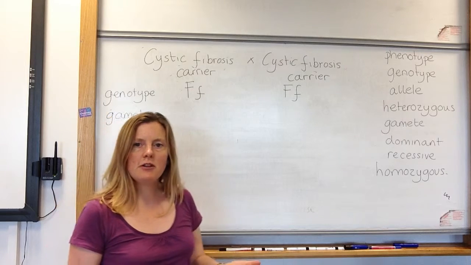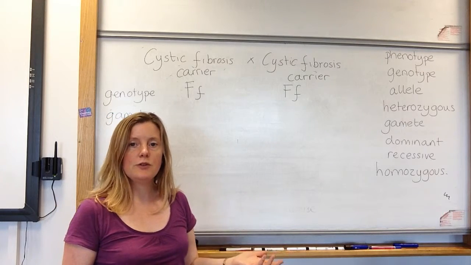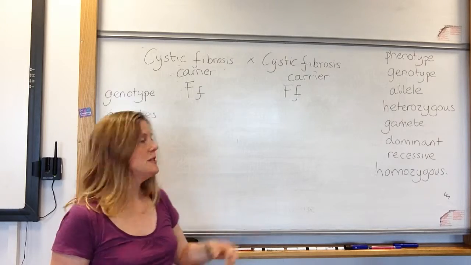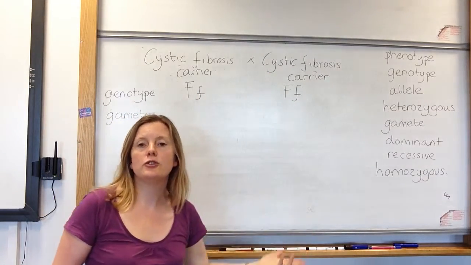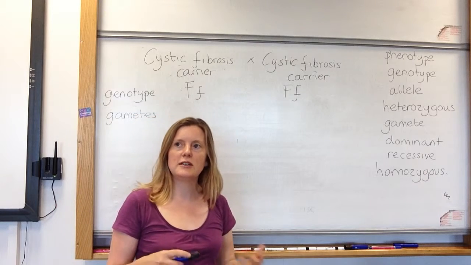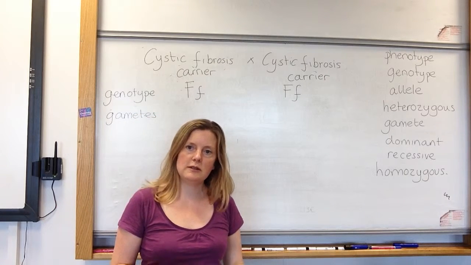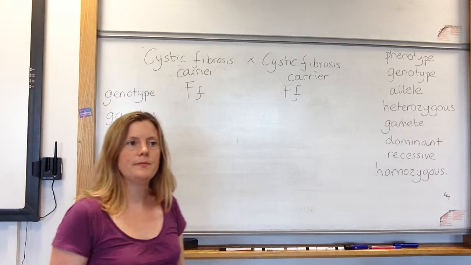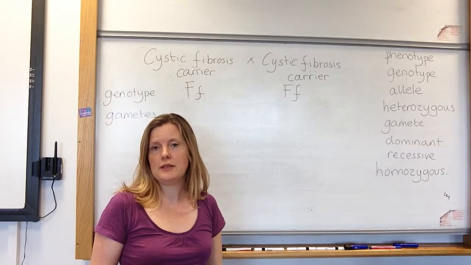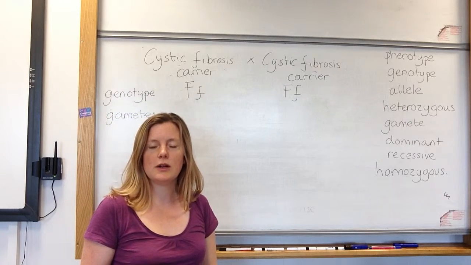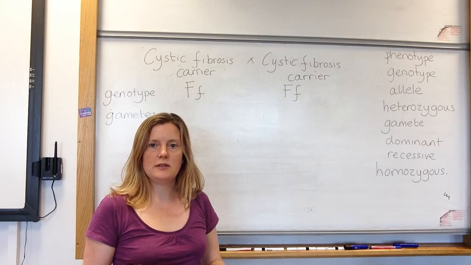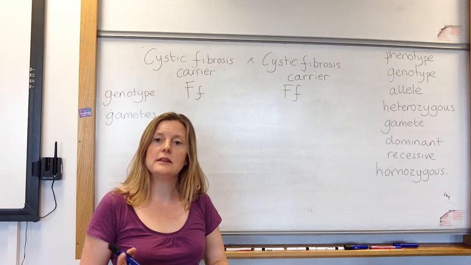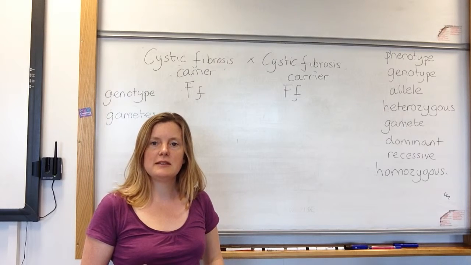So the scenario I'm using today is we've got two people who are carriers for cystic fibrosis. They want to have children, and they want to know what the chances are of their children suffering from the disease. So the first thing we have to do in any genetic diagram is work out the genotype of the parents. And what the genotype shows is the alleles of the genes that those parents are carrying.